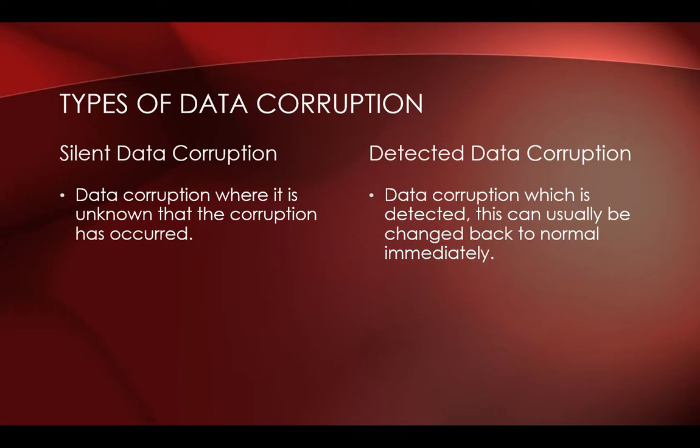There are two different types of data corruption. There's silent data corruption, which is where the fact that the data corruption has occurred is unknown to the person using the computer. There's also detected corruption, which is a lot less severe because you can just change it back to normal immediately, or if it can't be changed back, you can use a backup. Obviously, since you know it happens, you know you need to do something.